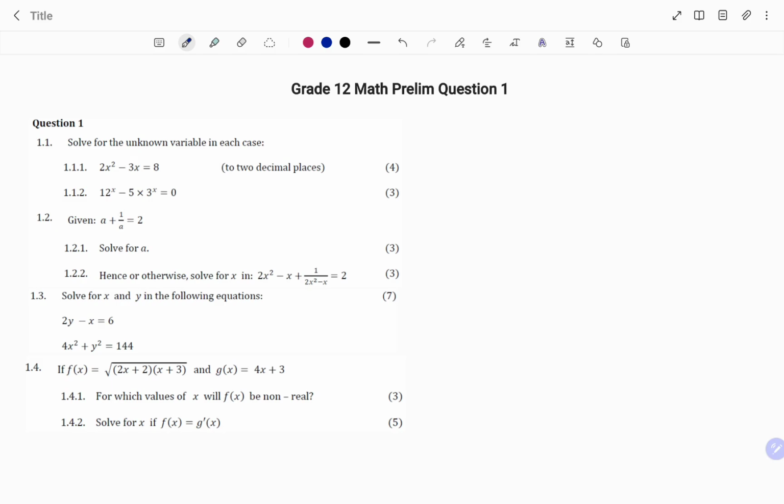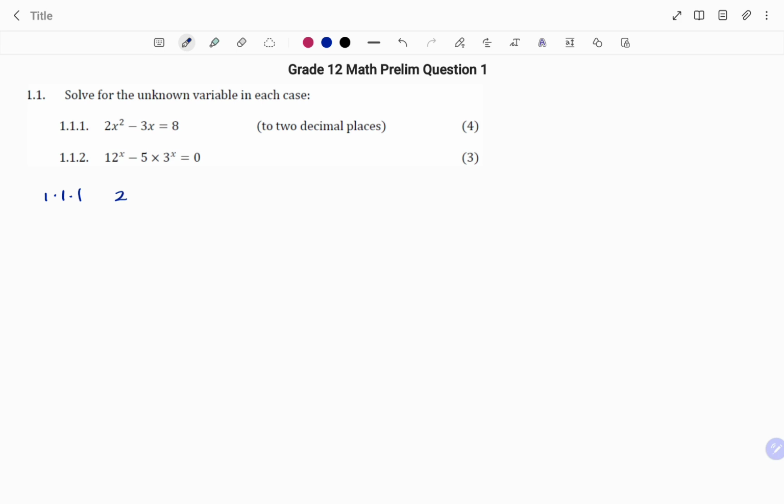In the first question, we have to solve for the unknown variable in each case. The first question says we have 2x squared minus 3x equals 8. We have to solve, leaving the answer to 2 decimal places. In order to apply the quadratic formula, we first of all need to write it as a standard equation. That is, ax squared plus bx plus c equals 0.